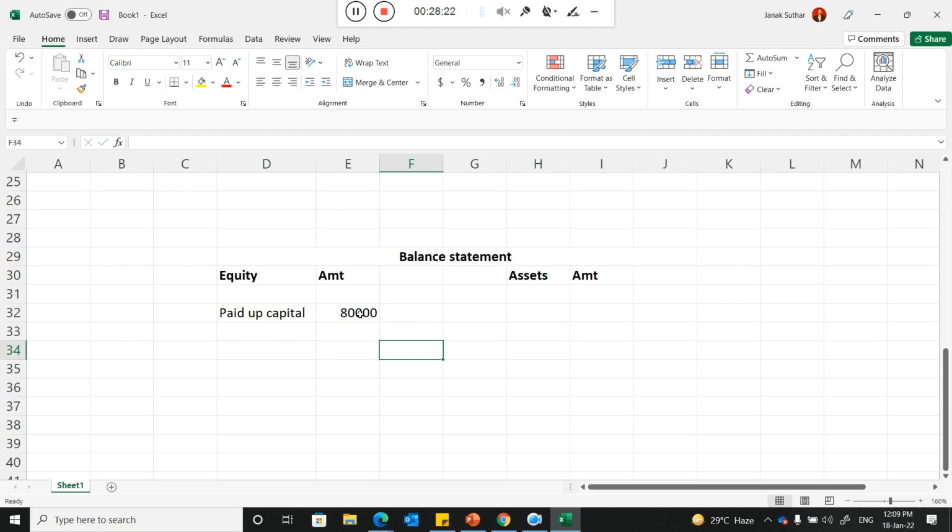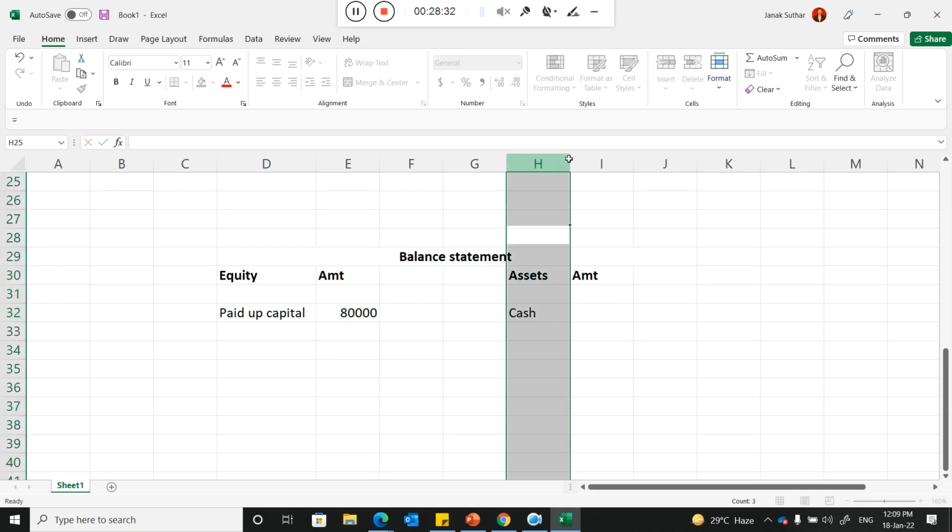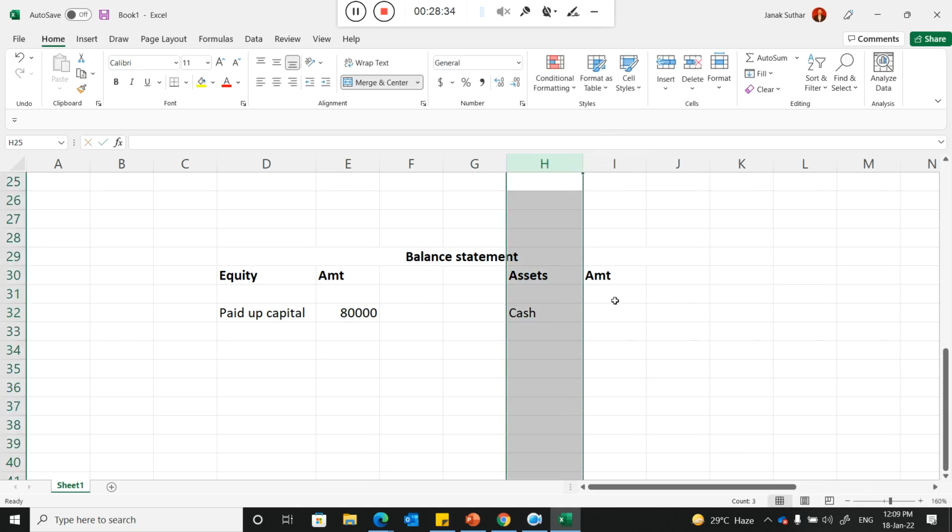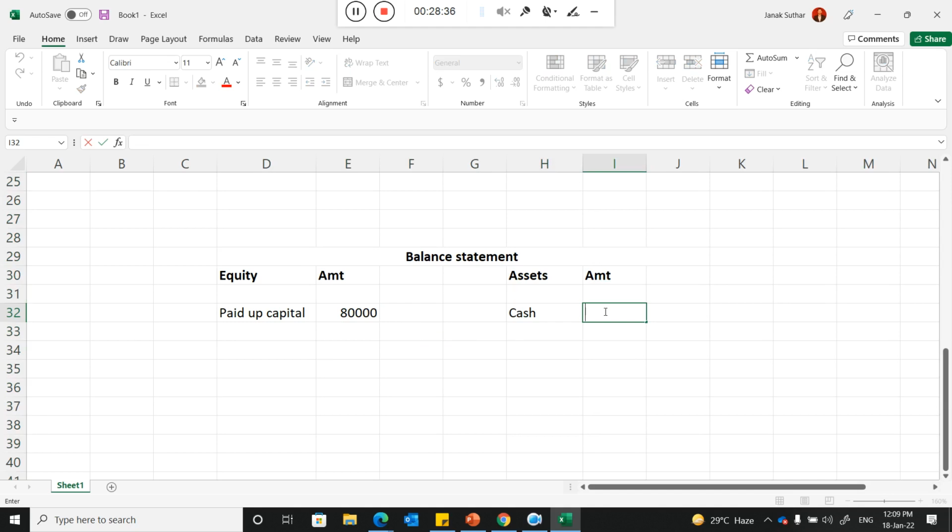I just invested from my pocket, so that is 80,000, and I put that amount here. So if the paid up capital is 80,000, can you tell me how much cash is available in my organization? Please unmute and tell me. Right now, how much cash is available in my organization? Can you tell me, class?